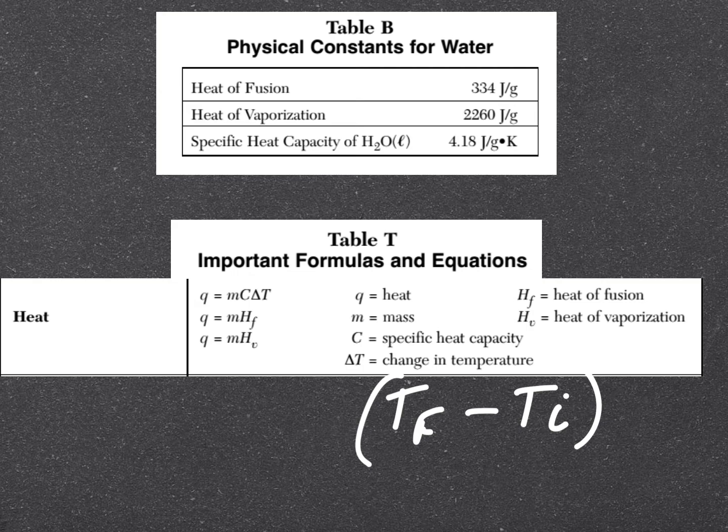The constant values for water specifically are found on the front cover of the reference table in Table B. So you have the HF value of water, heat of fusion. You have the HV value, the heat of vaporization, and you also have the specific heat value. Remember, these only apply to water. So if any other substance is being used, you must be given different values, or you could be asked to solve for them.